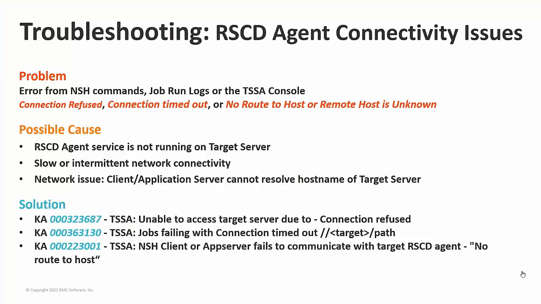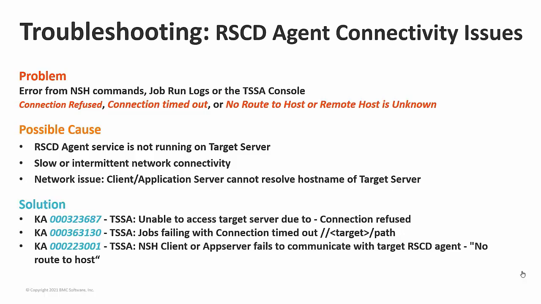Now, to troubleshoot the common RSCD agent connectivity issues which we encounter in a failed job run log, or while executing an NSH command or performing any activity against the target machine from the TSSA console, the error messages could be connection refused, connection timed out, no route to host, or remote host is unknown. These messages indicate there is some network connectivity issue between the source, which could be the application server, console server, or NSH client, and the target RSCD agent it's trying to communicate with.